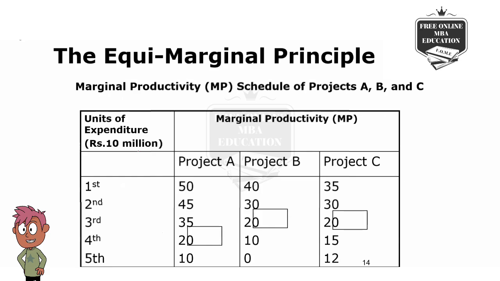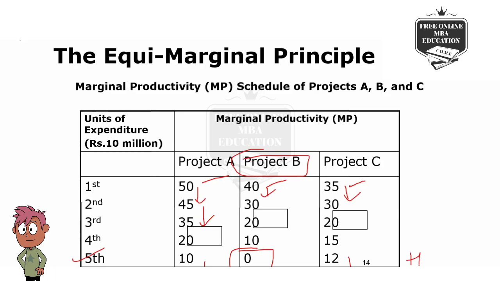So, the unit of expenditure remains the same, that is 10 million, and the marginal productivity for project A, the first unit gives me 50. For project B, the first unit gives me 40. For project C, the first unit gives me 35. For the second unit, obviously, because of the law of diminishing marginal utility, these values will come down. For the next one, they will be further down. And finally, you will see here it has become 0 for the fifth unit for project B. It will become 0 maybe on the sixth unit for project A as well as project C. Or maybe for project C, it may become lesser at the seventh unit.